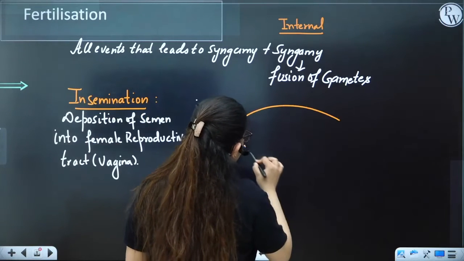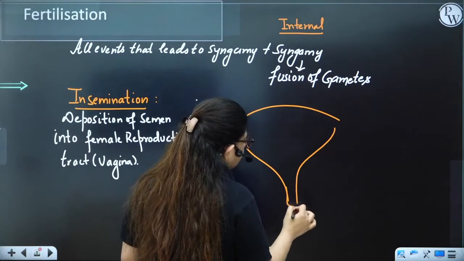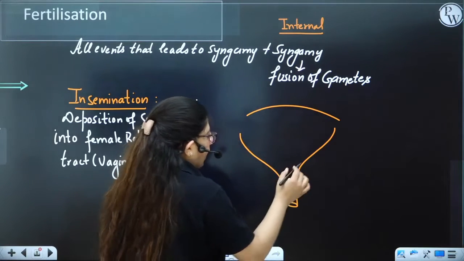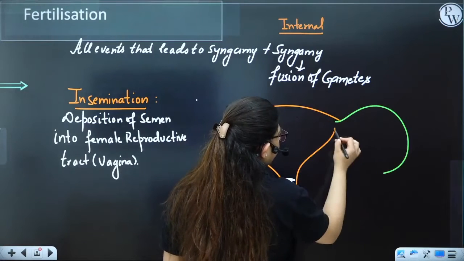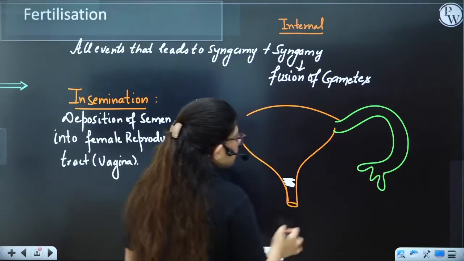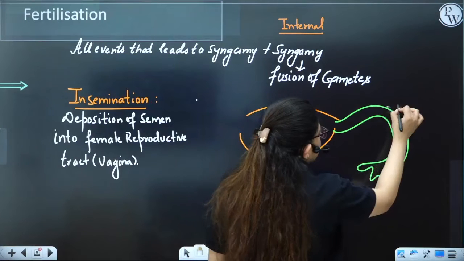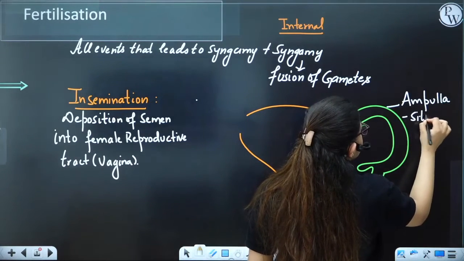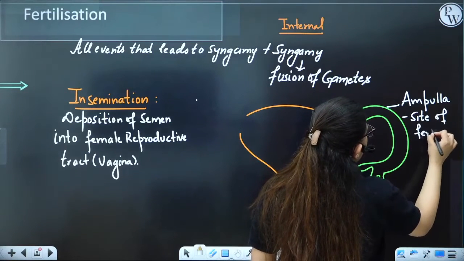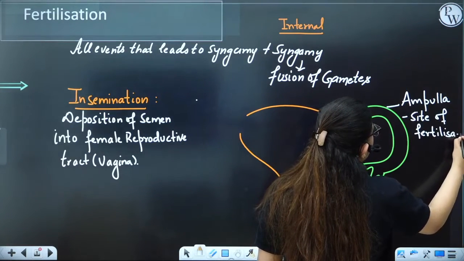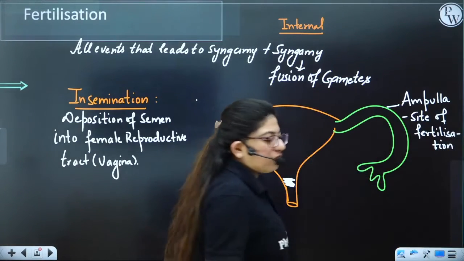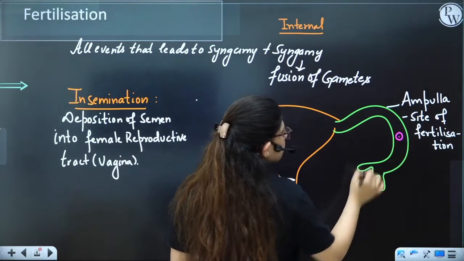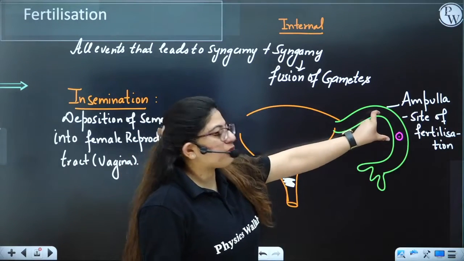Okay, now what will happen? If this is the uterus, like this, and that's the vagina, the male has deposited the semen here. And that's the fallopian tube. The fertilization takes place at this point, and you call it the ampulla. What do you call it? Ampulla. Ampulla is the site of fertilization. After ovulation, the oocyte has arrived here. This entire portion is the ampulla.